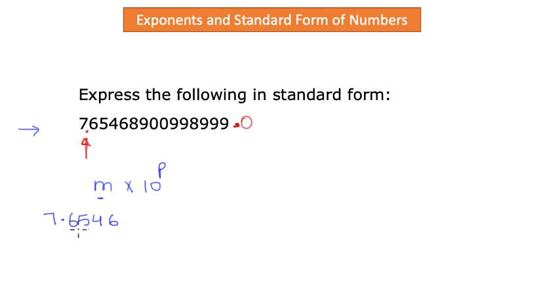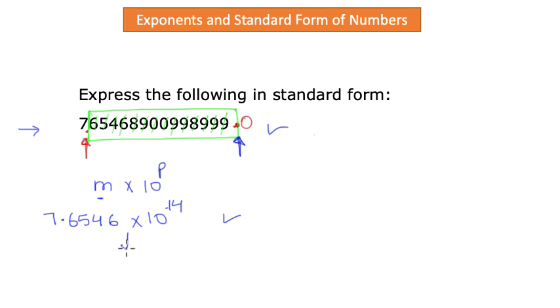That means my number between 1 and 10 will be 7.6546. So let me write just a few decimal places, okay? And then we need to count how many places this decimal moves from where it is currently all the way between 6 and 7. So these many places we move, right? And if we count, there are 14 decimal places it has to move. So that means my 10 to the power p will become 10 to the power 14. So this is how you write the above number in the standard form.